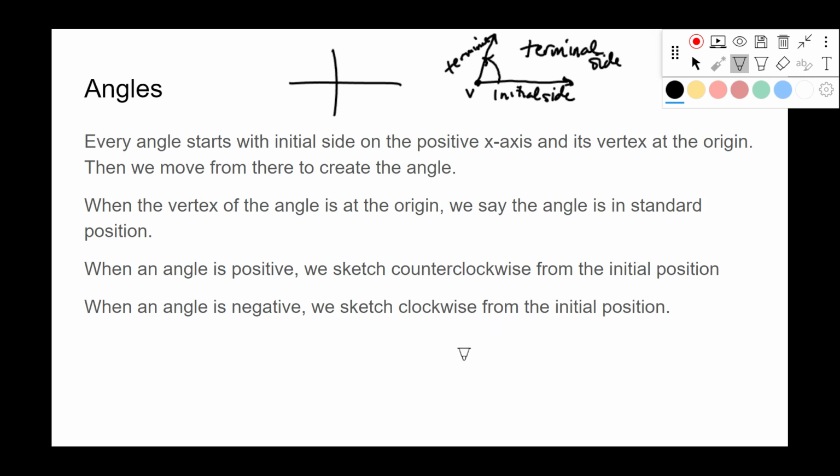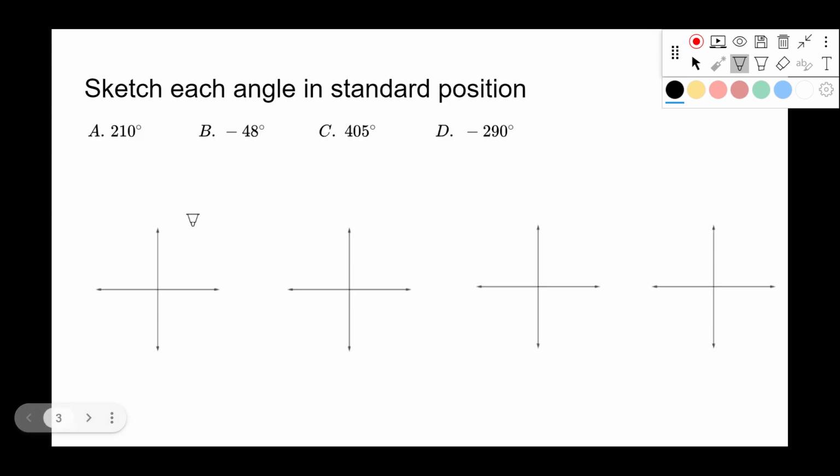Okay? If an angle is negative, here's our initial side, positive x-axis. Then we sketch clockwise from the initial position, in the clock's direction. So here would be my terminal side, and this angle is what we traced out. Okay? All right, so let's just get the hang of drawing some angles.